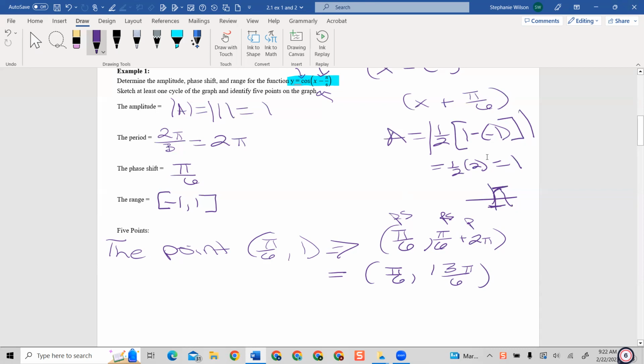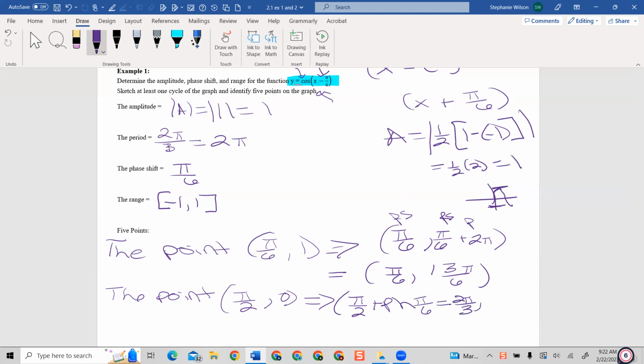Let's find our next one. So it says the next point is going to start at pi over 2, 0. What's going to happen? Well, to find our next point, we're going to take that pi over 2 that they said, and add on the phase shift, which in this case is pi over 6. And when I add that on, I get 2 pi over 3, 0.